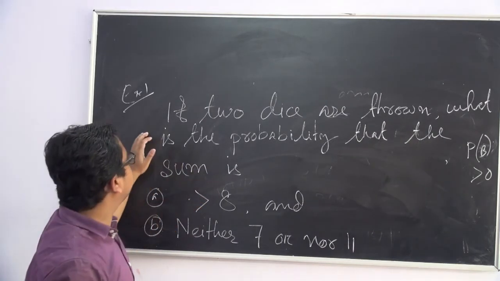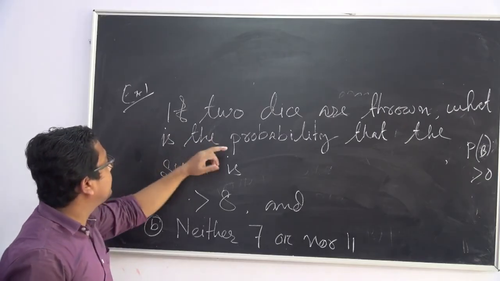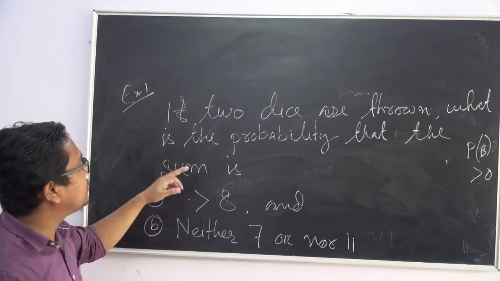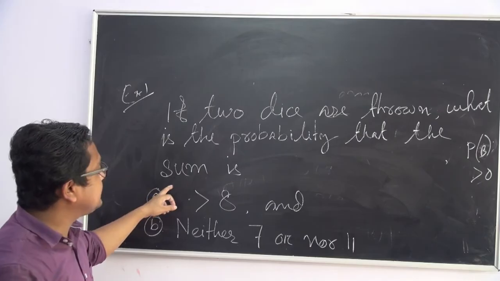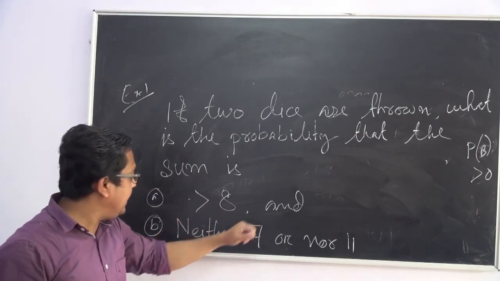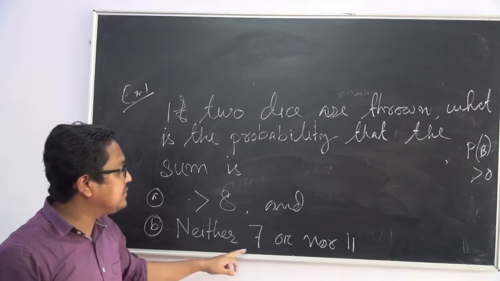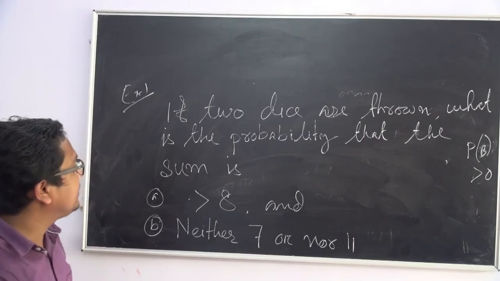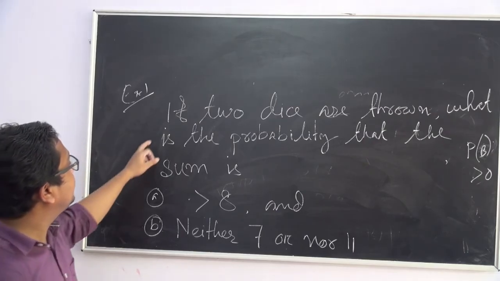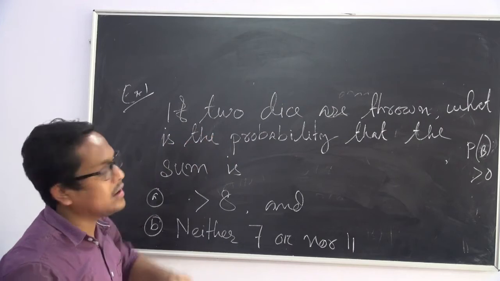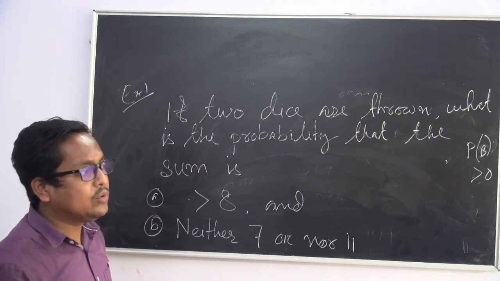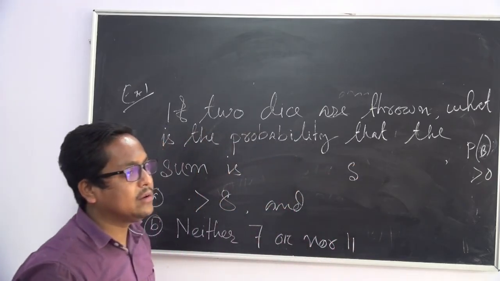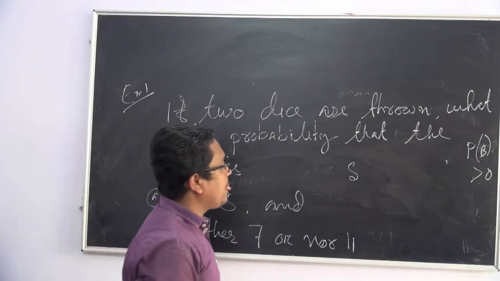We are discussing one example here. The problem is: if two dice are thrown, what is the probability that the sum is greater than 8, and the sum is neither 7 nor 11? Clear? So here two dice are thrown. Suppose S denotes the sum, then we can get what?